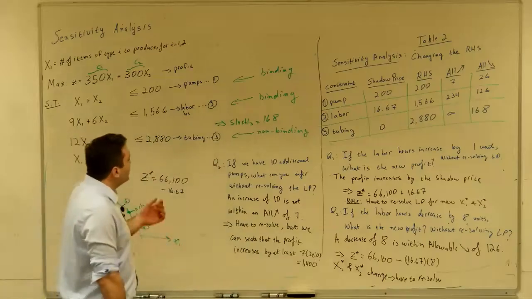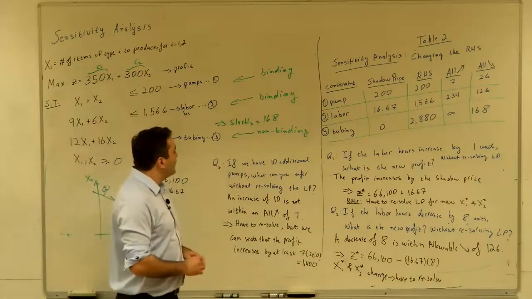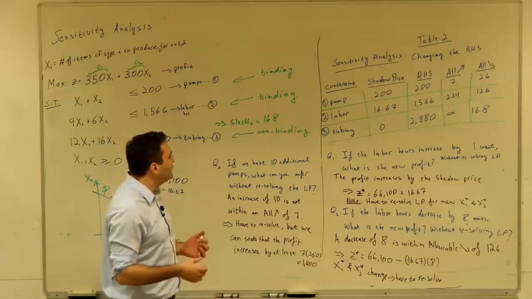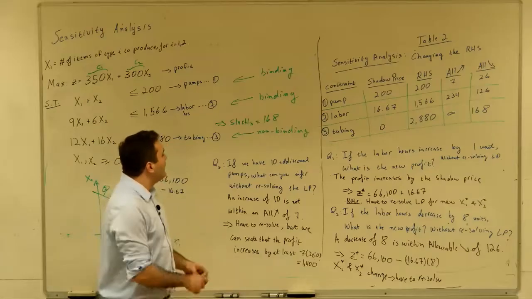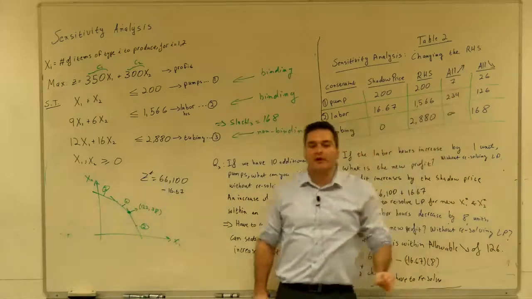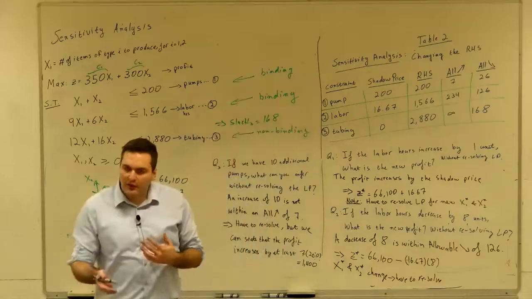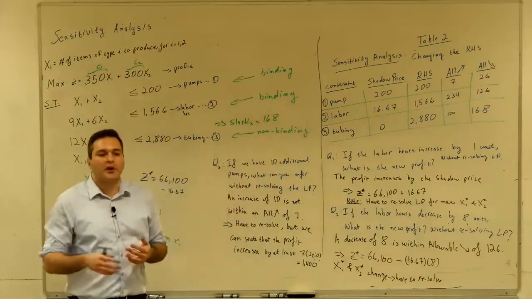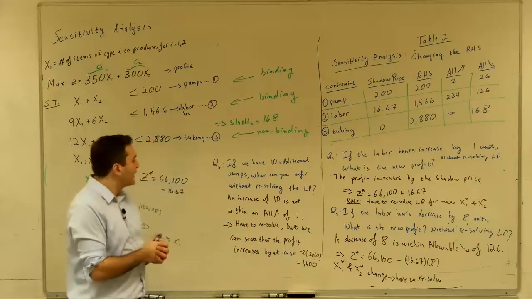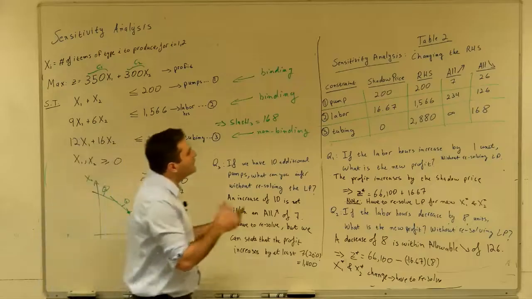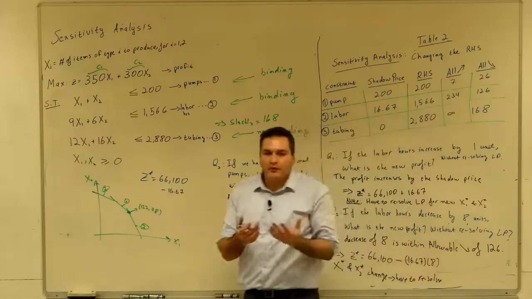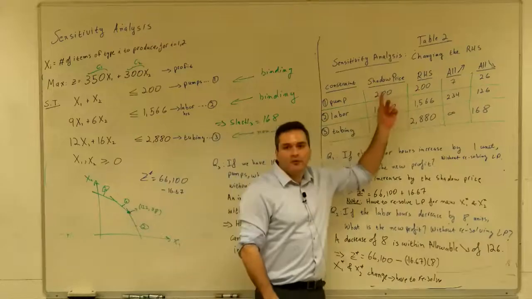Now, let's look at another question. If we have 10 additional pumps, what can you infer about the optimal solution and profit without having to resolve the problem? So if I have 10 additional pumps, 10 exceeds the allowable increase. So really, I cannot tell what the new profit is. Just from this sensitivity report, I cannot tell what the new profit is, and obviously what the new x1 star and x2 star are. But I can at least infer that for this allowable increase of 7, at least my profit will improve by 7 times 200.